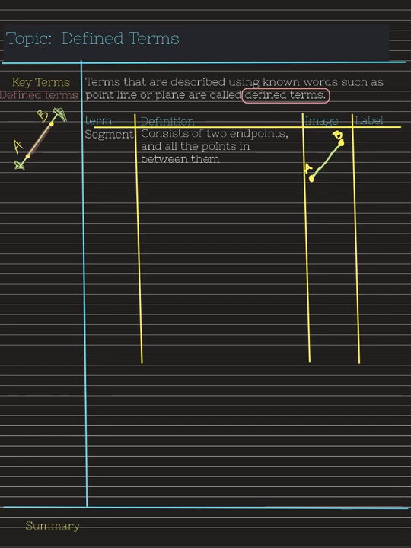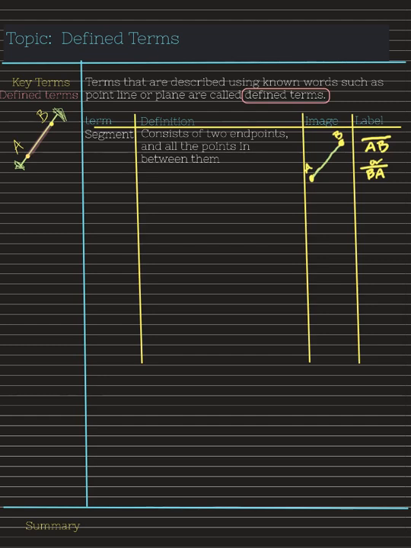To label a segment is very similar to when we label a line, except we're not going to have the two arrowheads, and we're going to use the two endpoints to specifically name its beginning and end. With a segment, you can do your endpoints left to right, right to left, up to down, down to up. It means the same thing. So AB is the same thing as BA.